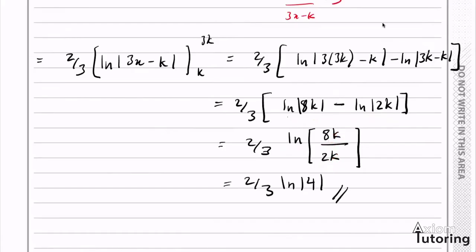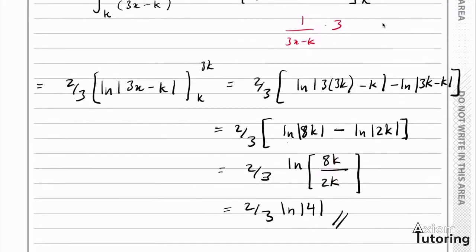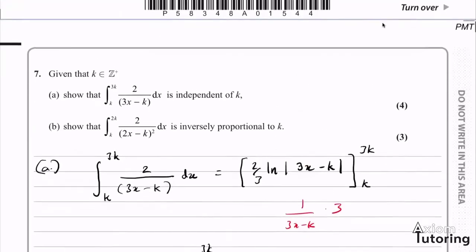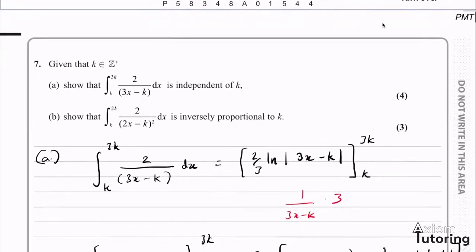So we can clearly see that the result from that integration is not dependent on k in any way. Otherwise, we would have k in our result somewhere, and we don't. So we have in fact shown that this integral is independent of k.